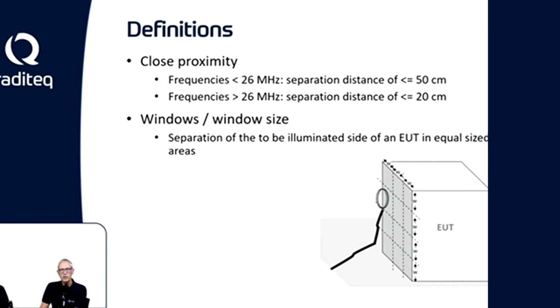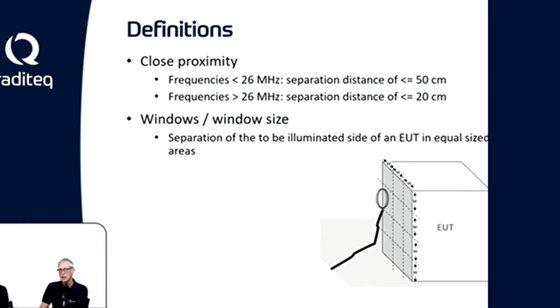Another definition that's often used in the standard is the windowing technique, or windows, and the related window size. A window is the separation of the total area that should be illuminated into different equally sized areas, where one such area is called a window. And this picture, for example, shows that one side of the EUT is separated in 12 different windows, each with a specific size. And depending on the standard, the size fluctuates a little bit.